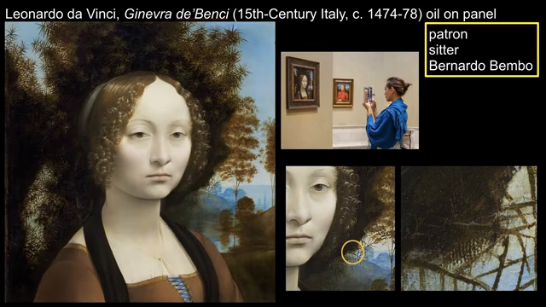He paints this depiction of Ginevra da Vinci, the daughter of a Florentine banker, when he's just 21 years old. He is still in Florence. He has not yet painted the Last Supper in Milan. He's at the beginning of his career, and he uses this commission to experiment. We can even see his fingerprint in the paint right here.